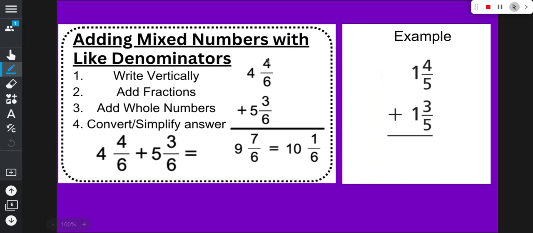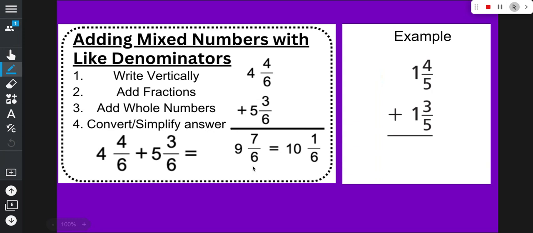Then we start by adding our fractions together. When we add fractions, we only add the top numbers. 4 plus 3 is 7. And we leave our denominator the same, 6. We then add our whole numbers. 4 plus 5 is 9.